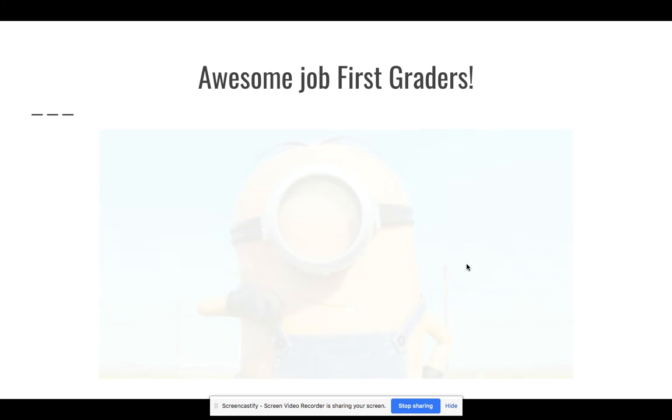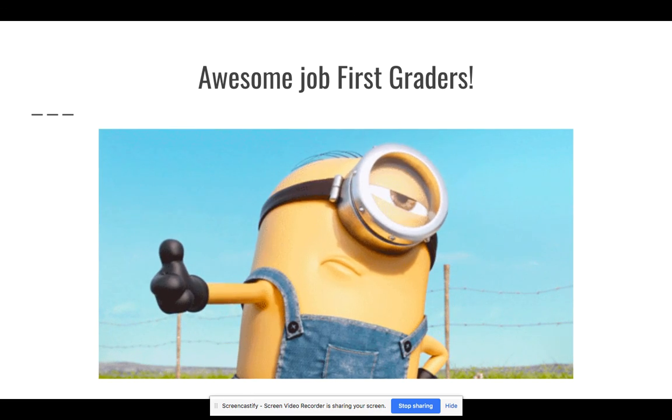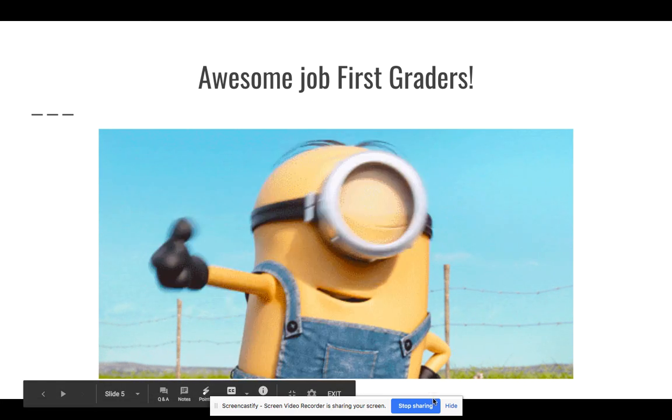Awesome job, first graders. Give yourself a pat on the back for working so hard and learning all about data and graphing. Awesome job.